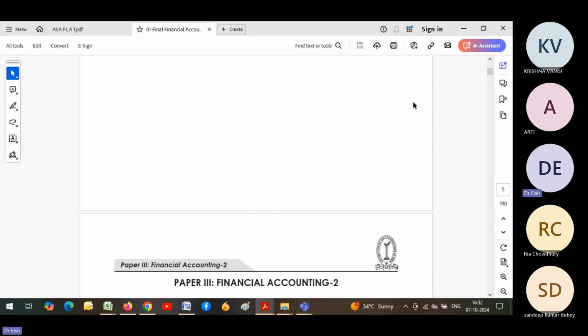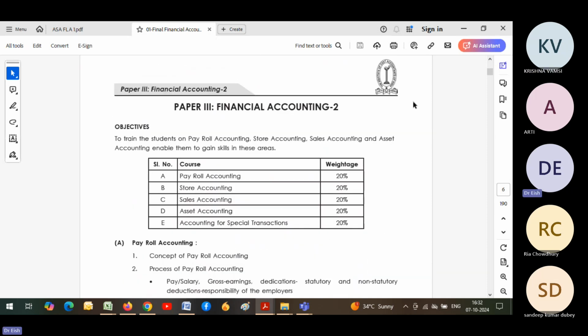So first is payroll accounting, that is about 20% of the course. Second is store accounting. All the factories around us maintain a store, which is the inventory, and we do the inventory accounting or the store accounting. Third is sales accounting. How do you do the sales? How do you book the sales?